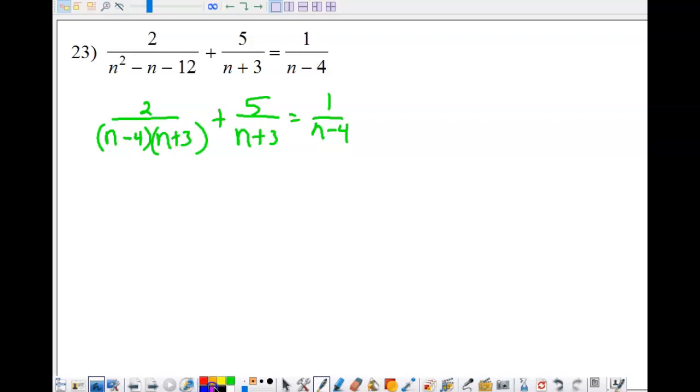After that, it's pretty much just like the last problem we did. We want to multiply everything by the denominators to clear them out. So let's multiply everything by n minus 4 first. So those go away. Here, nothing goes away, but on this one, those go away. So now I'm left with the following.